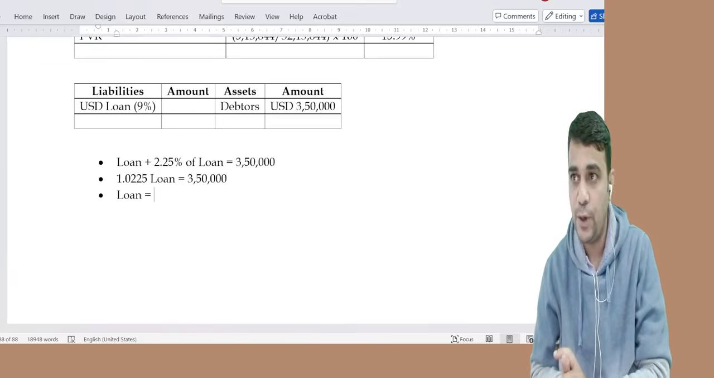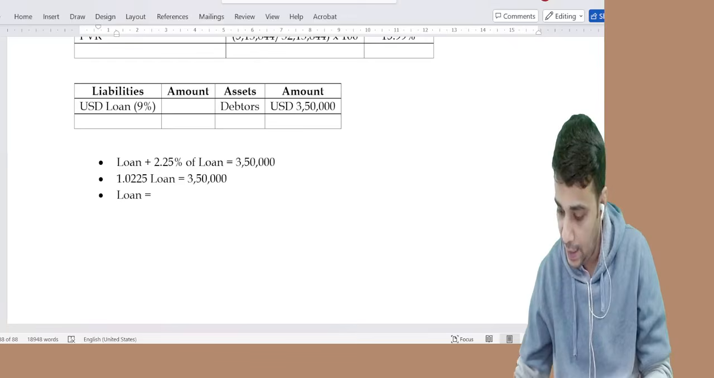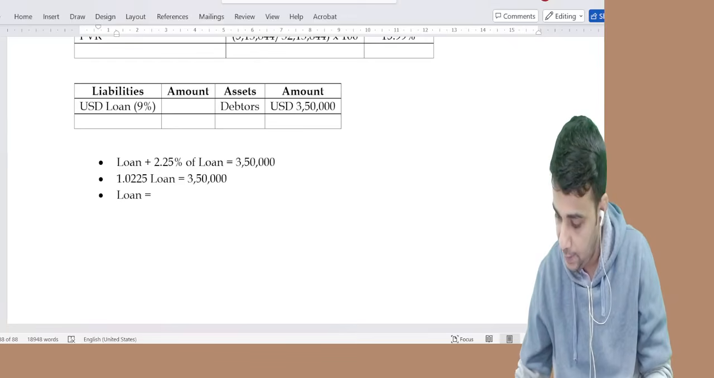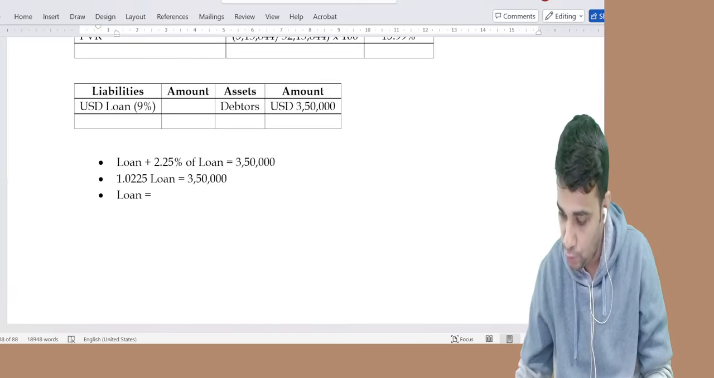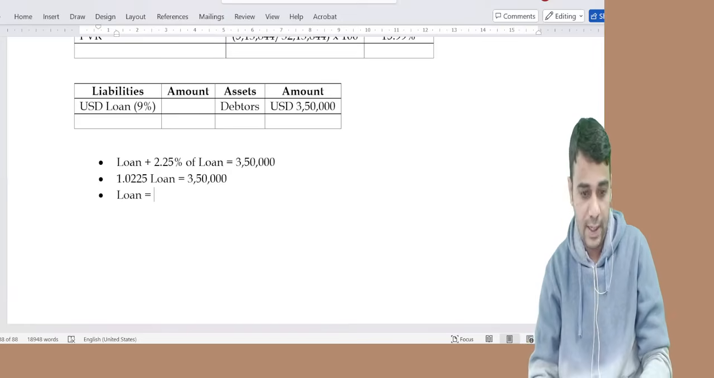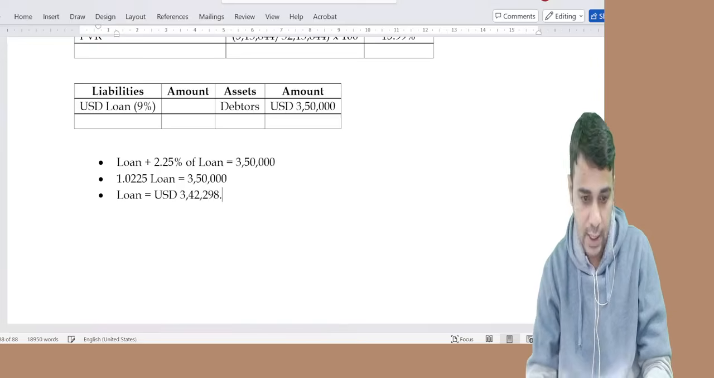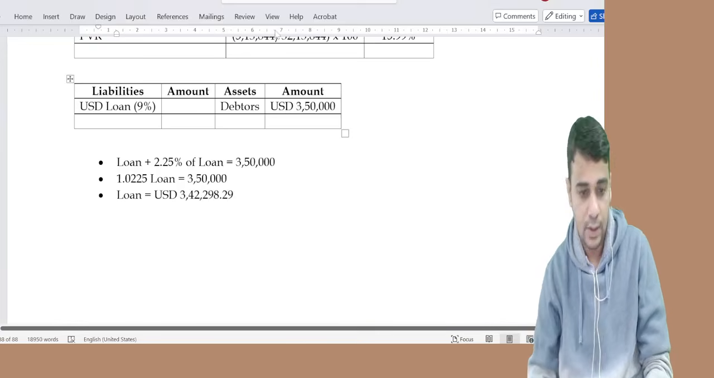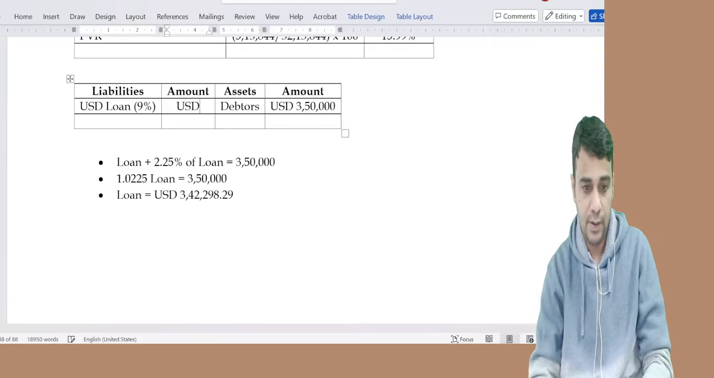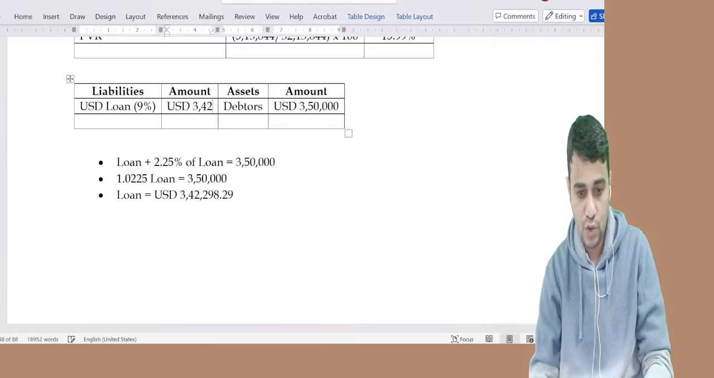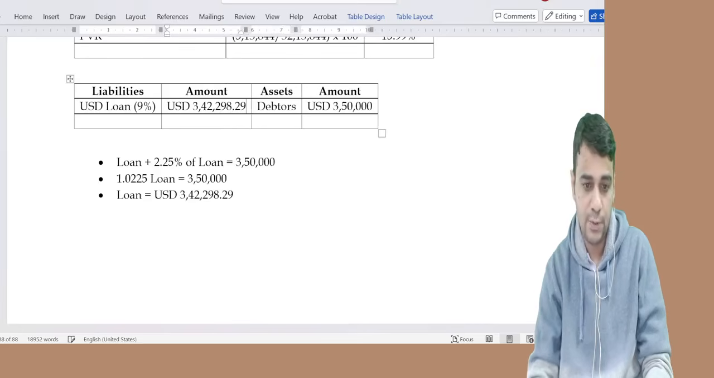I'll repeat again. Loan plus what? 2.25% of loan. What is 2.25? Proportionate interest. 3,50,000 divided by 1.0225. We will take a loan of how much? US dollar 3,42,298.29. Write this side USD 342,298.29.